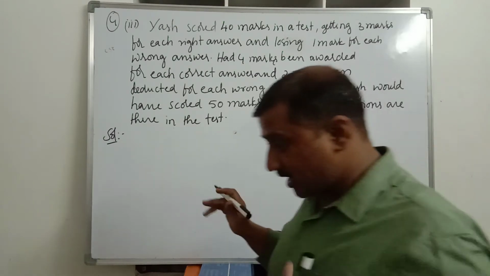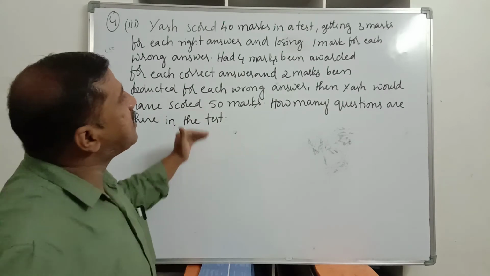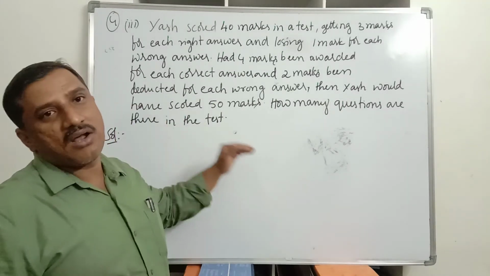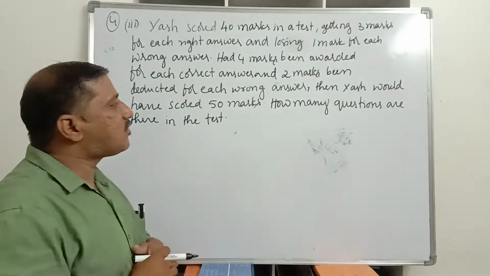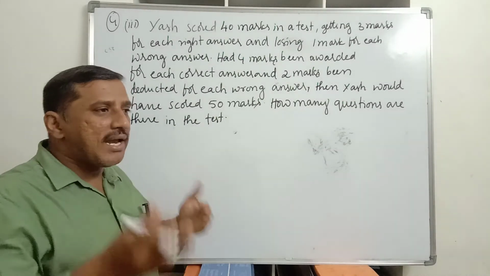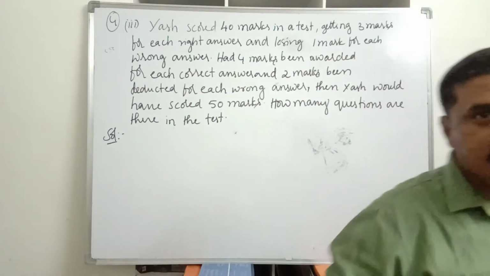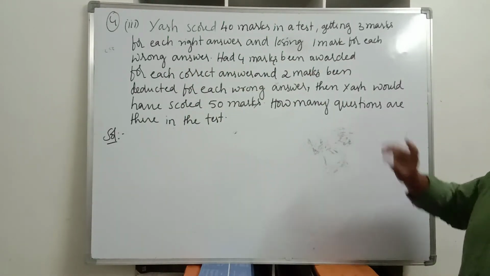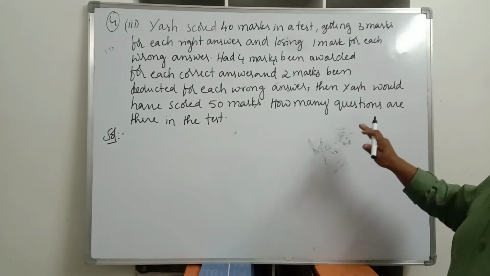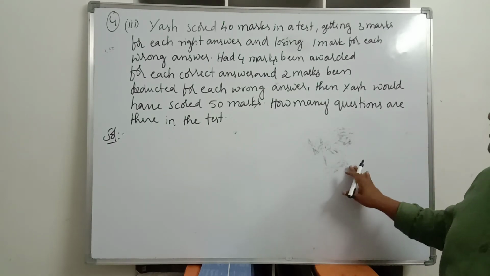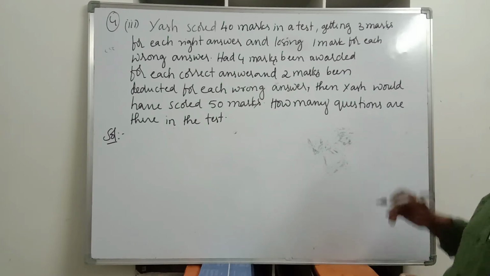Here, how many questions are there in the test means the number of questions with right answer and the number of questions with wrong answer together give the total number of questions. There may be questions which are unattempted, but think that here all the questions are attempted. Some questions he got correct and some questions he got wrong. So we need to find the total questions.